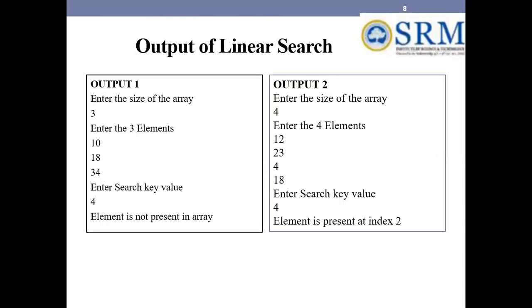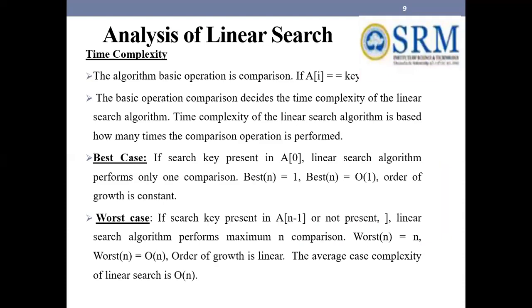And see the example, output 1, enter the size of the array 3, enter 3 elements 10, 18, 34. We are searching for key value 4. Here see the 3 values, the 4 is not present. So the C program prints element is not present in array. See the second sample output. Enter the size of the array 4. Here the 4 values are entered. We are searching for 4. The value is present in index 2. That is 0, 1, 2. In the index 2. So this is a possible output of linear search.